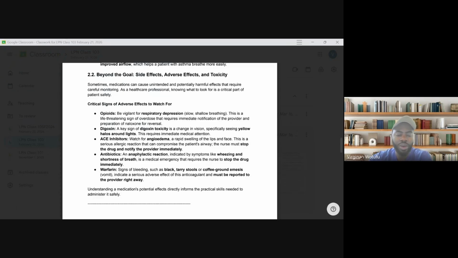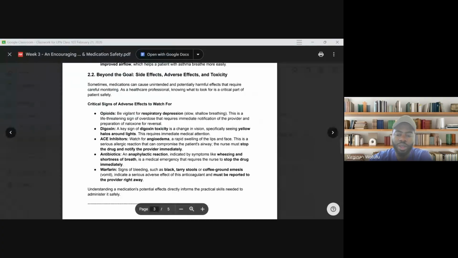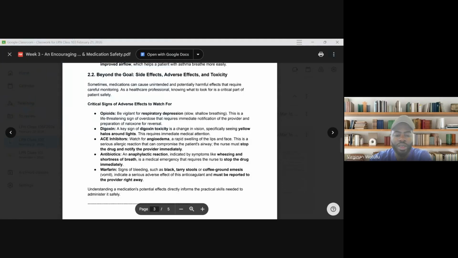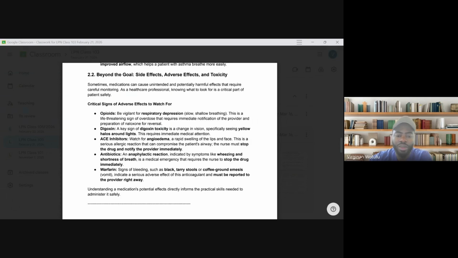Another one we have is antibiotics, right? And you have anaphylactic reactions, which will cause symptoms like wheezing and shortness of breath. Once these are noticed in association with the medications, you stop immediately. Another medication we have is warfarin, and you often see signs of bleeding, such as black tarry stools and coffee ground emesis, which are indications of GI bleeding.